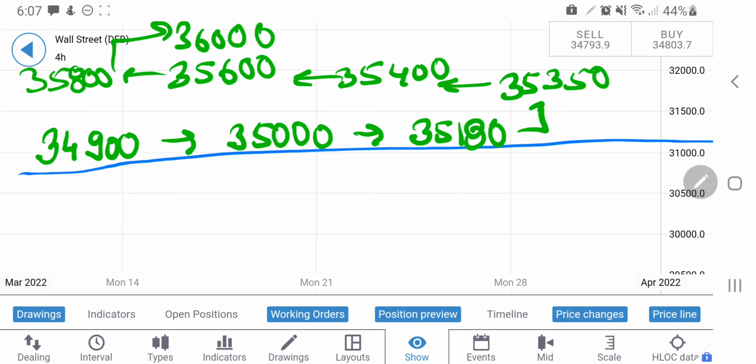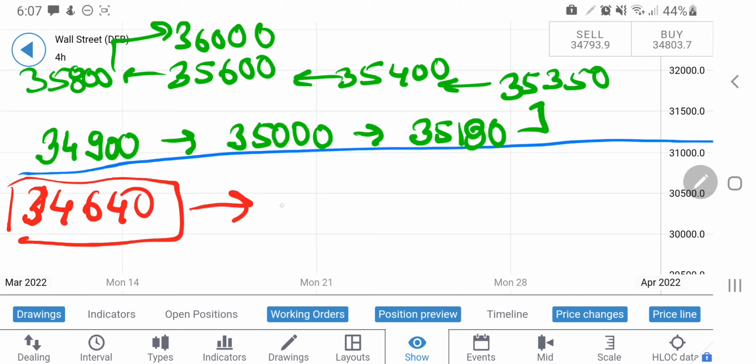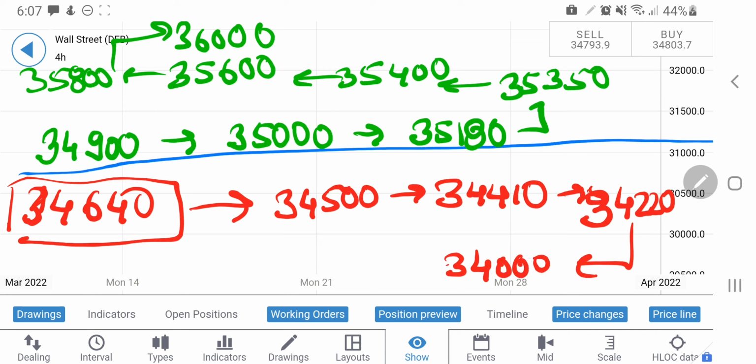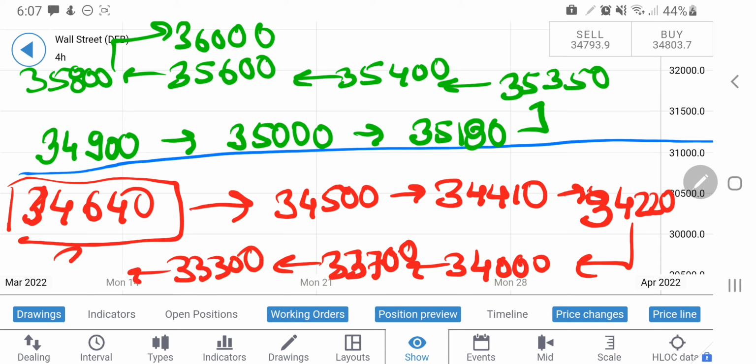Also on the downside, if you see it trading below 34,640, one can take a short entry here. One can expect that 34,500 will get achieved. Below that 34,410, and if it drops below 34,410, definitely one can expect 34,220 and then 34,000. In fact, it has the potential to drop towards 33,700 also. Any move below 33,700, there is a strong support at 33,300 and 33,000 available for US30. Below that, sky is the limit.